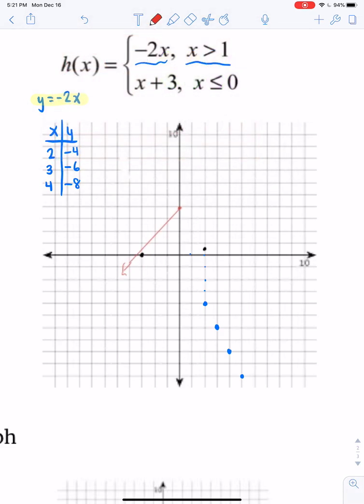Now let's try the second rule. The second rule says if x is less than or equal to 0, then you use this function. The function would be y equals x plus 3. So let's make an XY table for that one. And we have to follow the rule. So we're going to pick values of x that are less than or equal to 0. So let's start with 0. Another one that's less than 0 would be negative 1. Another one would be negative 2. So we have 3 points there.